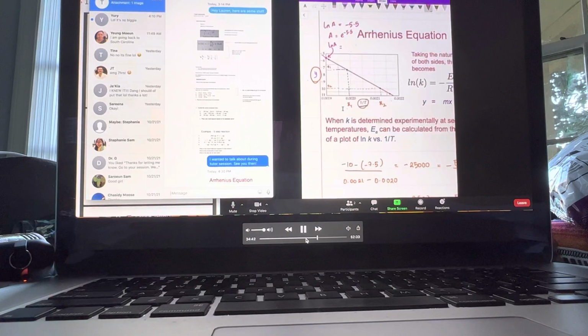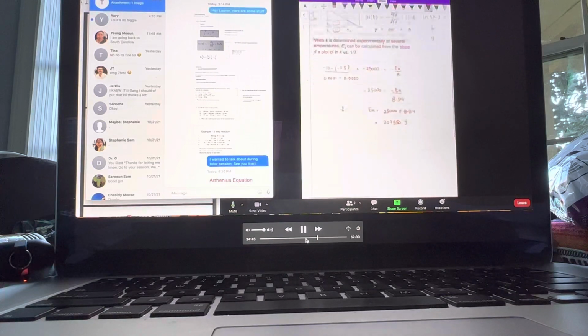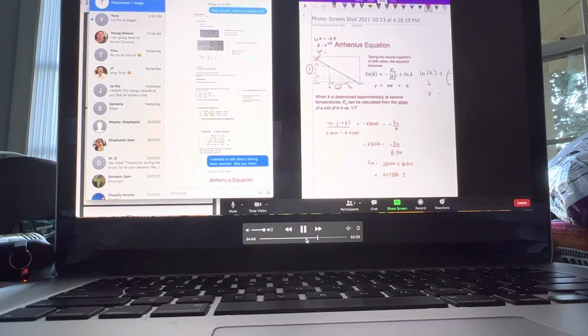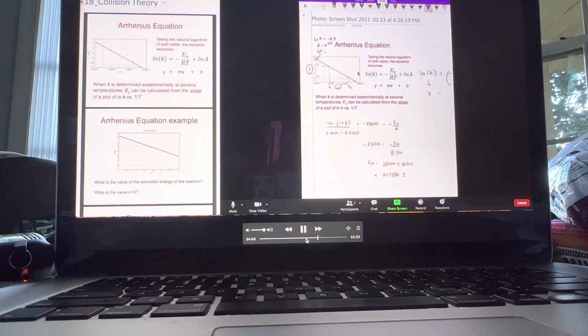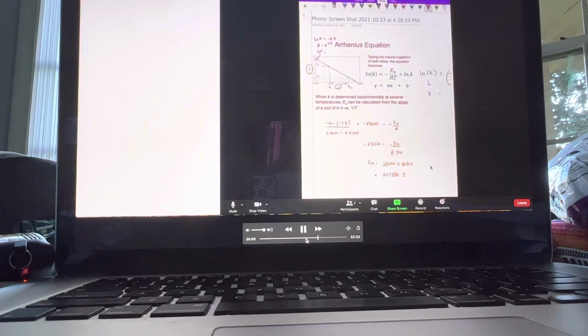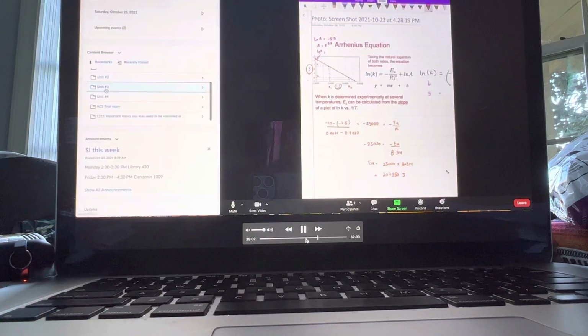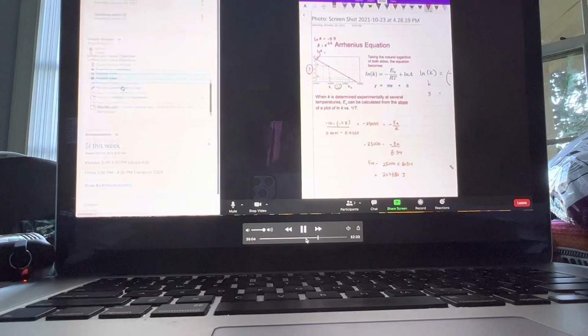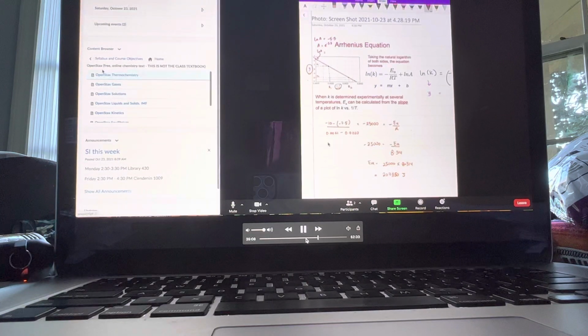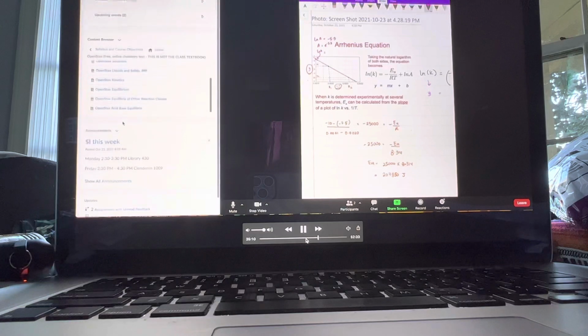Do you have any recommendation on how to review for this? I would do the practice problems at the end of the chapter. Do you have the textbook for this class? Yes. Okay, so usually at the end of the chapter they have practice problems there. Just to make sure that you have this down pat. If there's any one that you're stuck on, then we can go over that during our tutoring sessions.